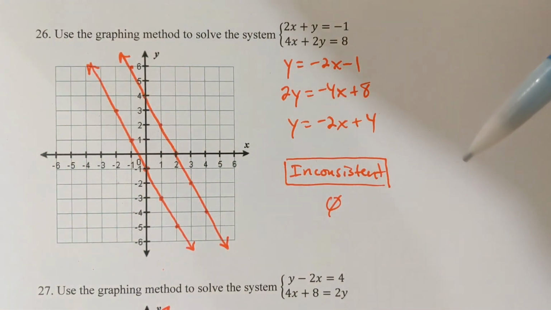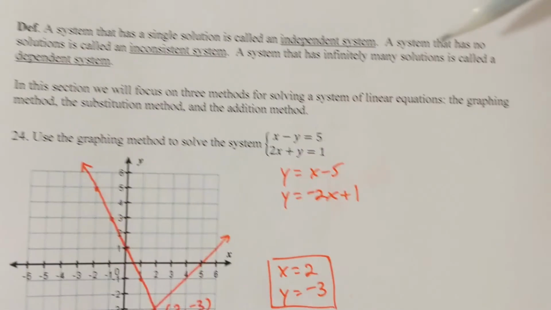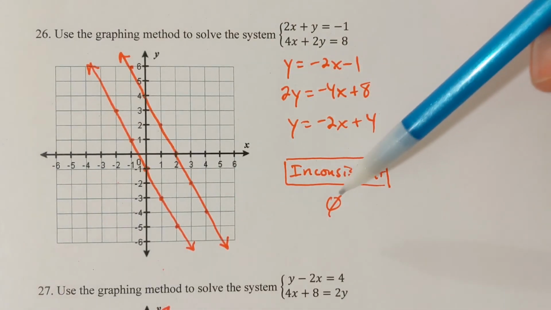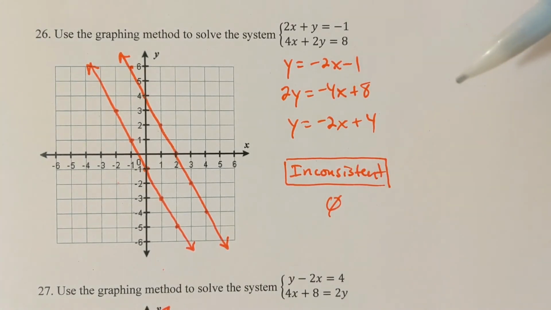I mentioned that earlier on the previous page there. An inconsistent system is one that has no solutions to it. Okay, and the empty set sign is a symbolic way that you can say no solutions.